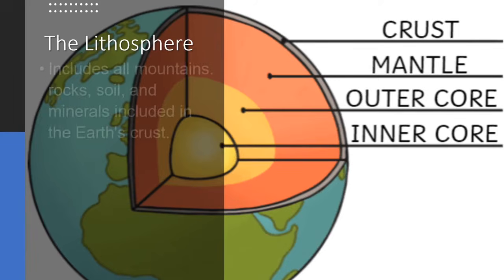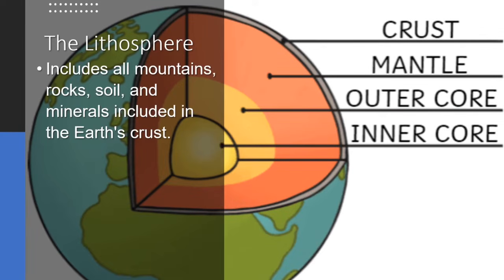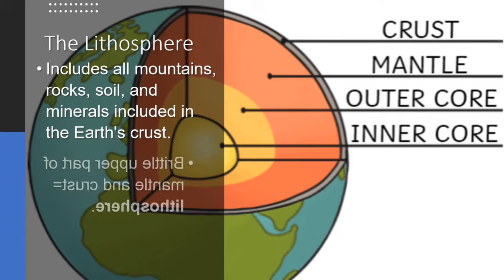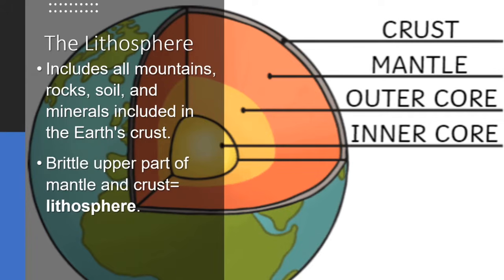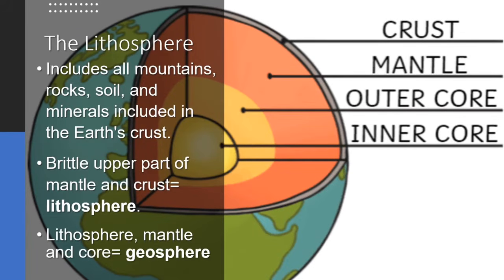The lithosphere includes all mountains, rocks, soil, and minerals found within the Earth's crust. Even the seafloor is part of the lithosphere because it's made up of sediments of sand and rock. The brittle upper part of the mantle and the crust forms the lithosphere. The lithosphere, the mantle, and the core are sometimes called the geosphere. This is because it includes all the rocks and minerals on Earth, from molten rock and heavy metals deep within the Earth to the sands on beaches and on the mountains.